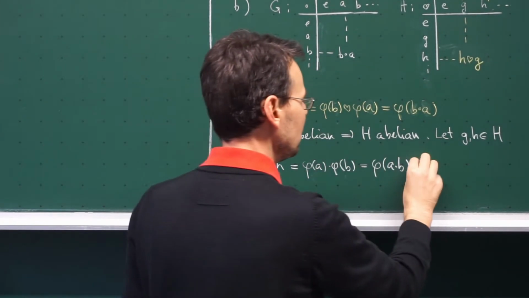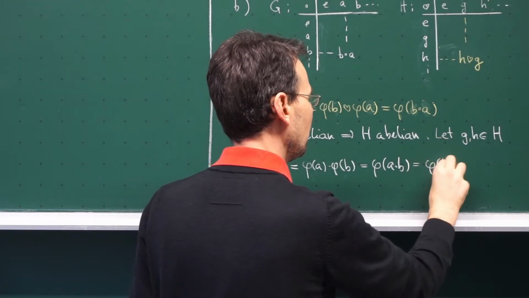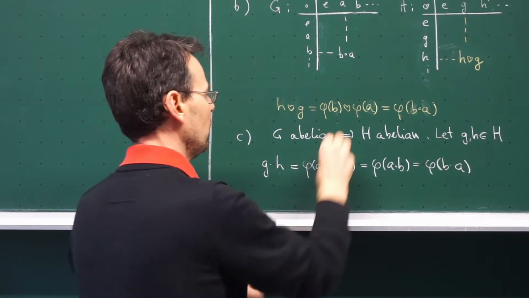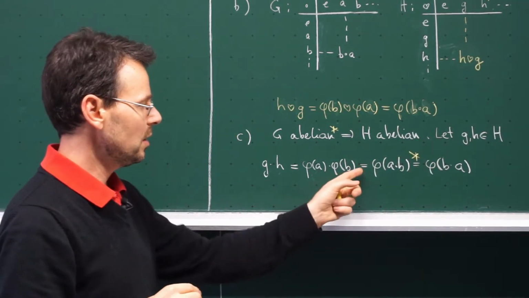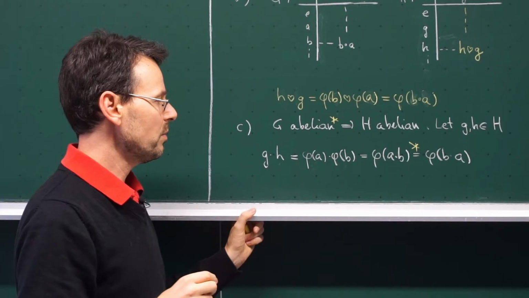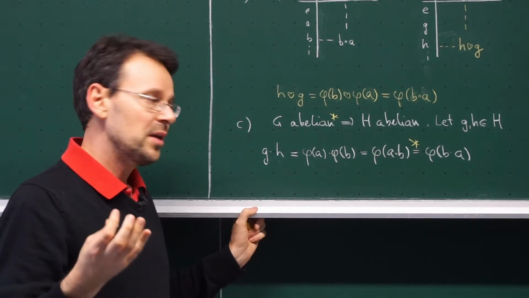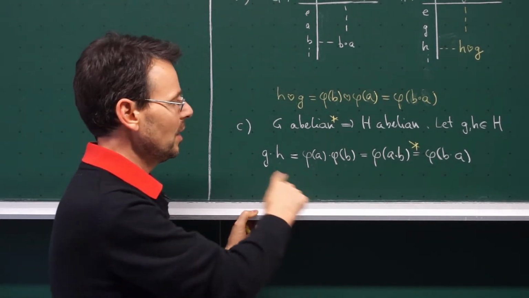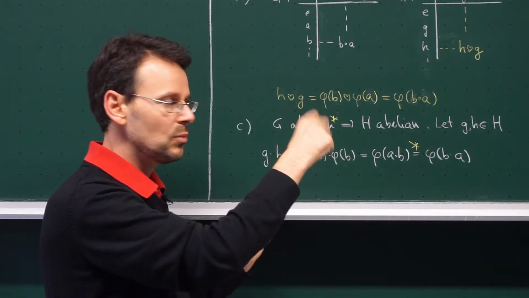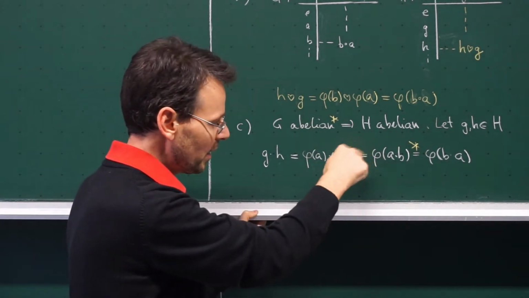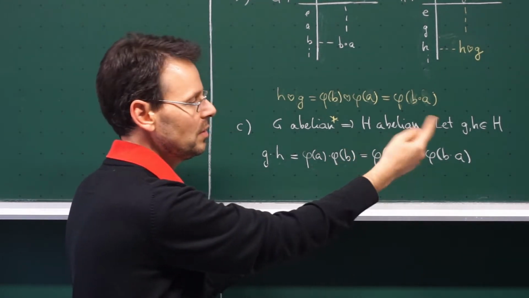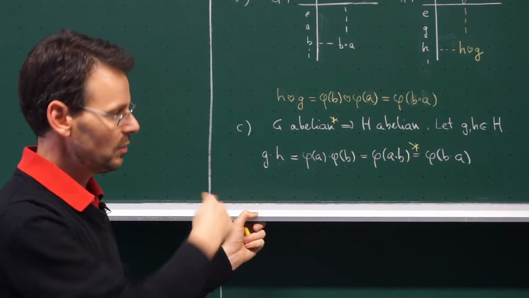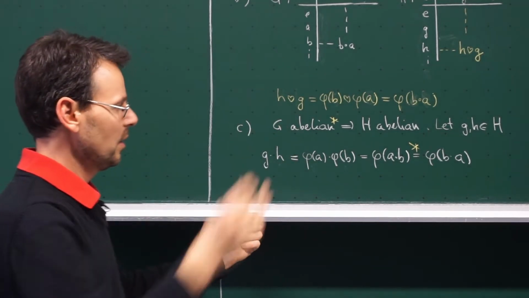But now G is abelian, so here I use that G is abelian, here I use that phi is a homomorphism, and for the, I don't know, 20th time, if you're taking notes, please write down this stuff. Right above this equality sign, we use that phi is a homomorphism. Here we use that G is abelian, and so on. I do not write it down all on the blackboard.